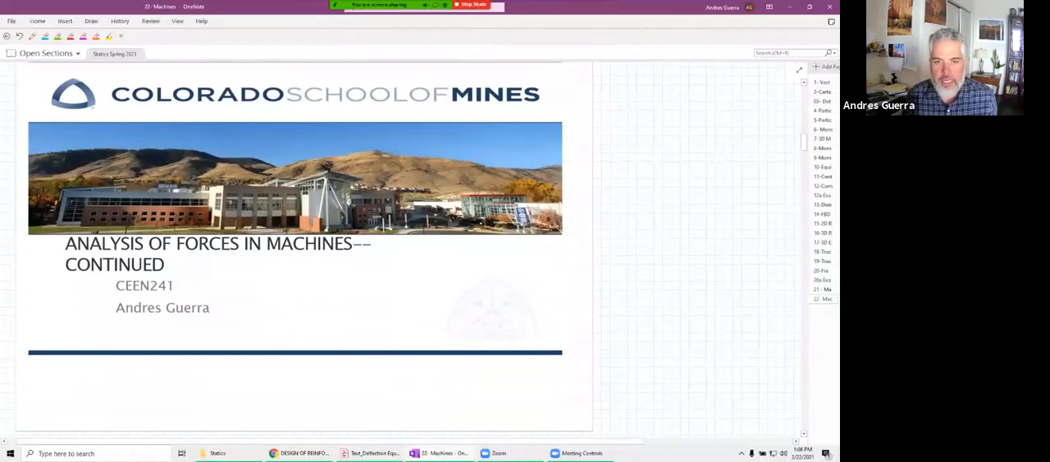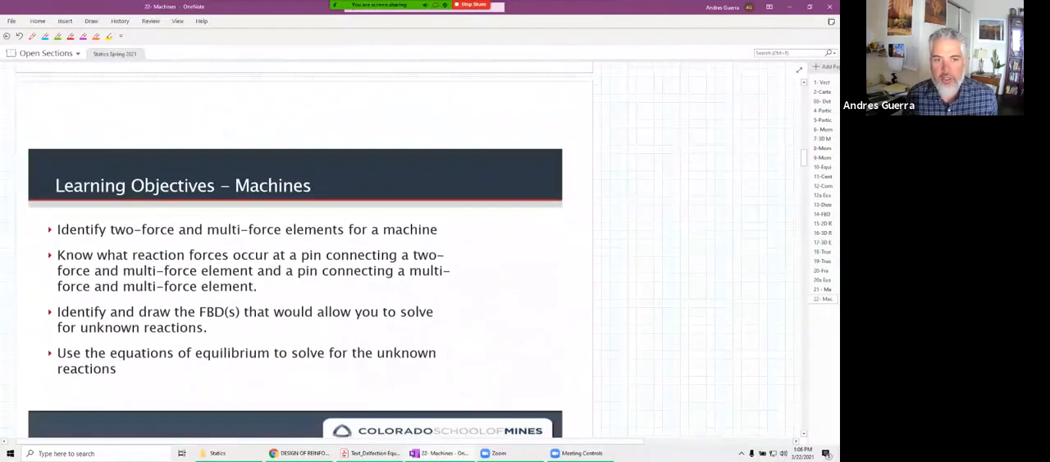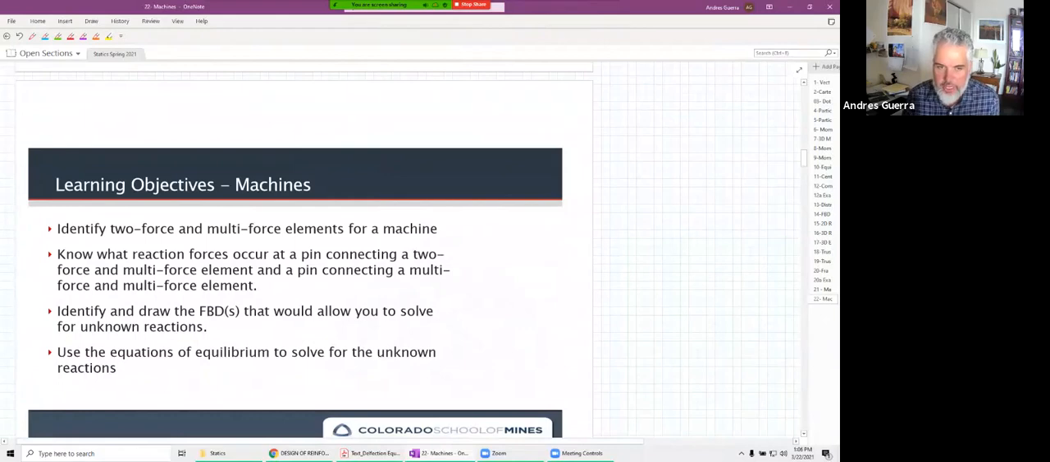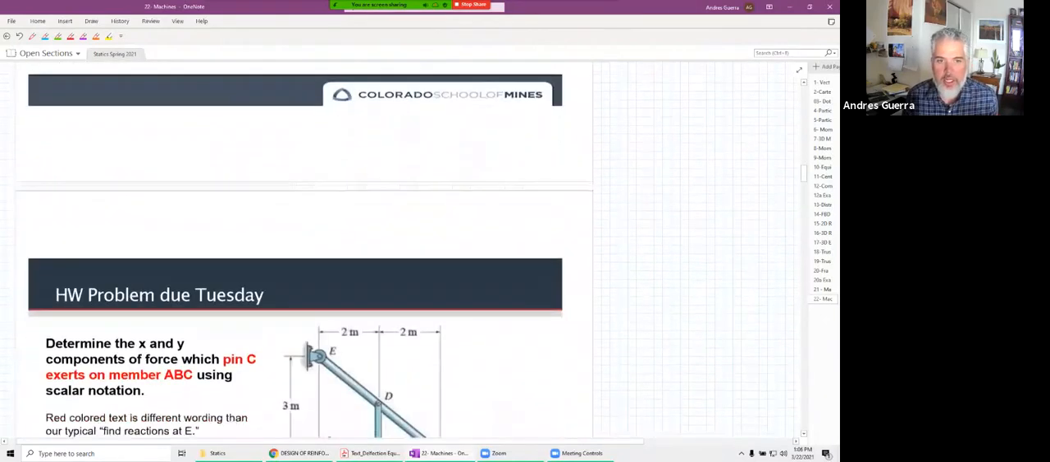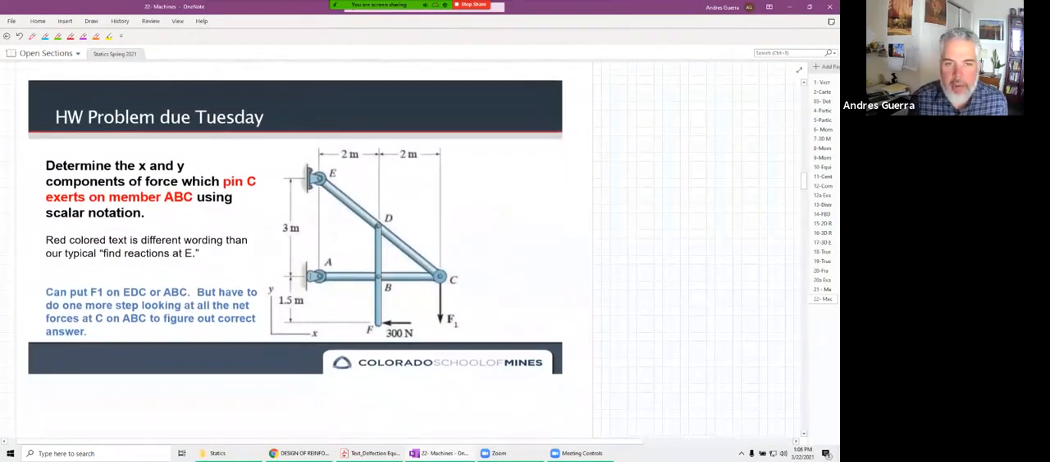When we continue talking about machines today, our learning objectives are the same as last time, so I'm not going to go through those. A couple reminders on the homework. This is due on Tuesday night.